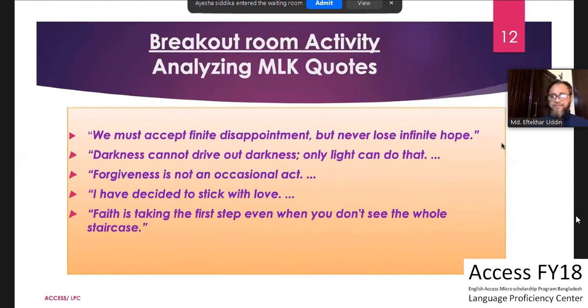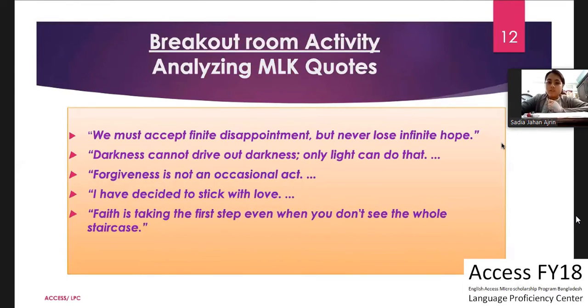We have discussed the quotes and we decided to choose number 5. Number 5 says, faith is taking the first step even when you don't see the whole staircase. And we believe that our fate has already been written, and fate has already planned some good things for our life. Even if we think we don't like the thing that is happening to us, fate has plans for us, and we have to believe in fate.